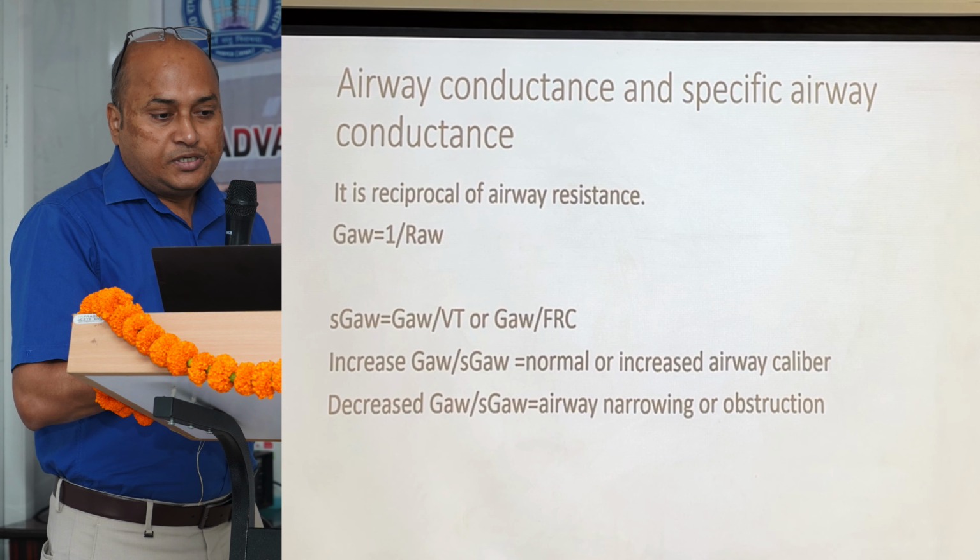Airway conductance. Another terminology: the reciprocal of airway resistance is called airway conductance. And if we plot the airway conductance with respect to tidal volume, it gives the specific airway conductance. Increased or decreased airway conductance gives an idea about the obstruction or narrowing, or the caliber of the airway.